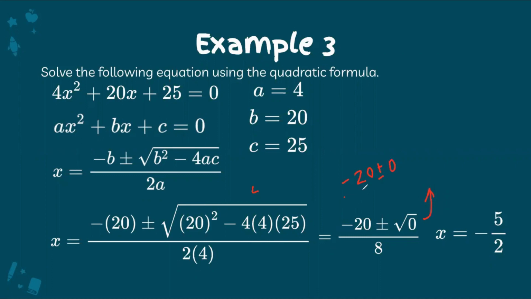And so this would just simplify to negative 20 plus or minus 0 over 8. And since you can't really add or subtract anything by 0, all you have to do is evaluate negative 20 over 8. You can just completely cancel out the 0 if you'd like. And then negative 20 over 8 can actually reduce by a factor of 4. And so that would be negative 5 over 2. And in this case, you actually only have one x value, and that would be negative 5 over 2.